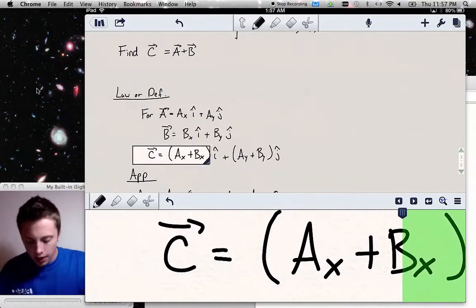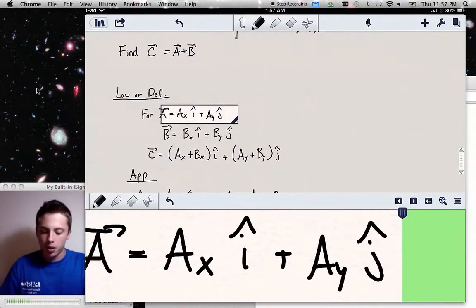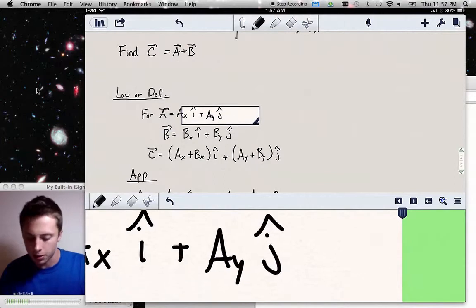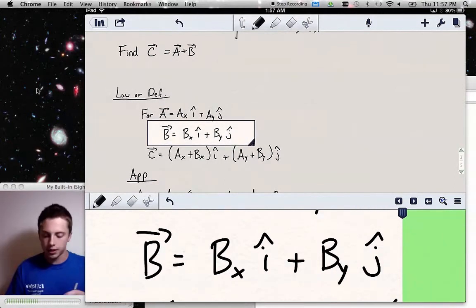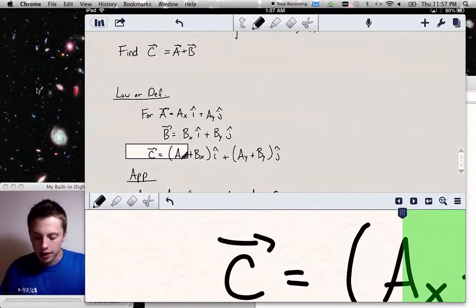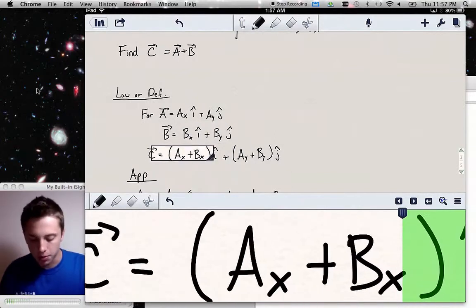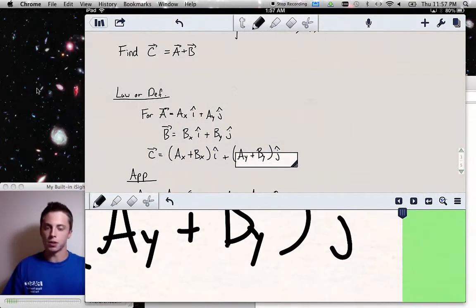So, if A, written in component form, is A_x i plus A_y j, and B, written in component form, is B_x i plus B_y j, then the vector C is equal to (A_x plus B_x) i plus (A_y plus B_y) j.